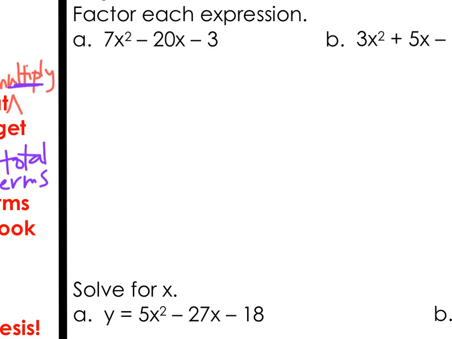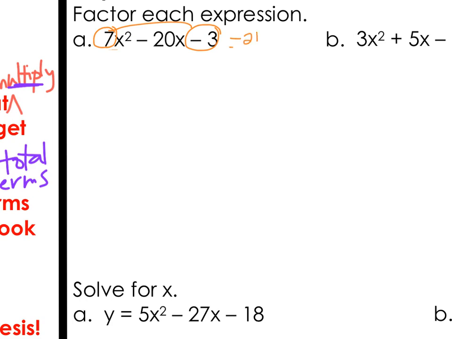It says to factor each expression. In example A, we have 7x squared minus 20x minus 3. If we look at all 3 of those coefficients, the a, the b, and the c, there isn't a common factor. And we have that a value out in front, so it's not going to work to try to split the c value to get the b value. We first need to take that a and the c, and I'm going to connect them, and we're going to multiply them together. 7 times negative 3 would be negative 21.